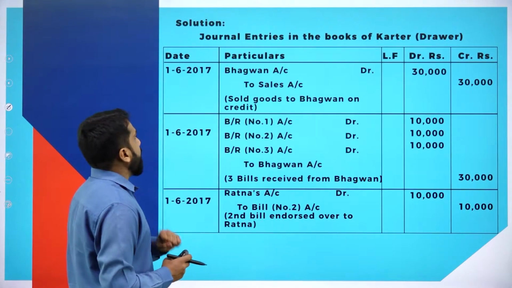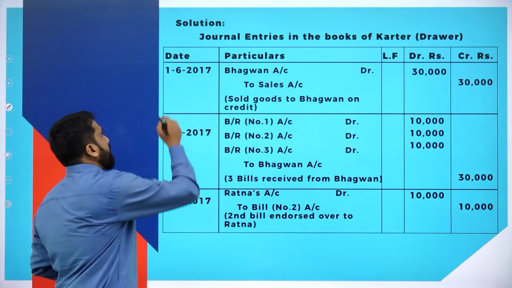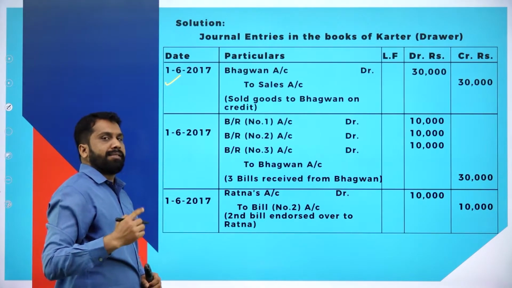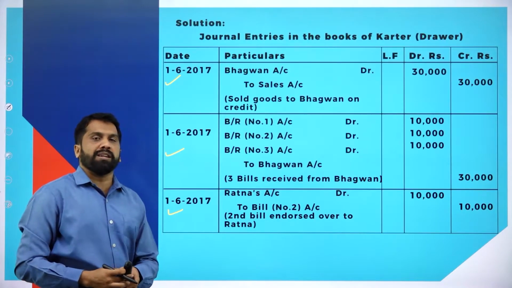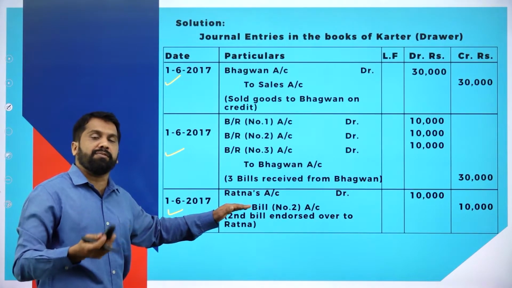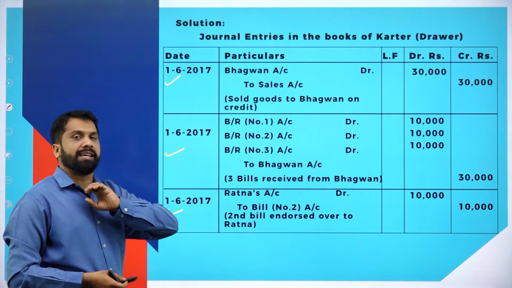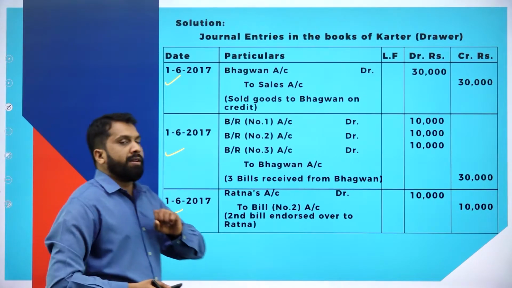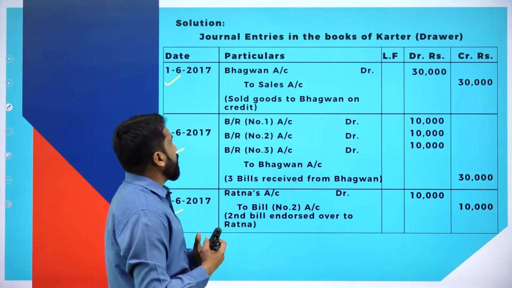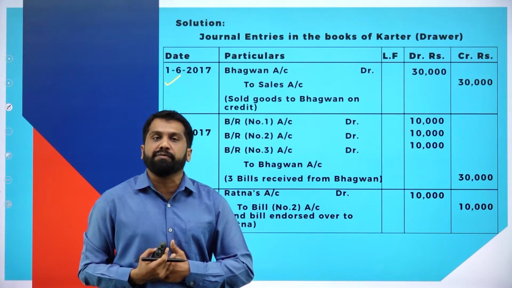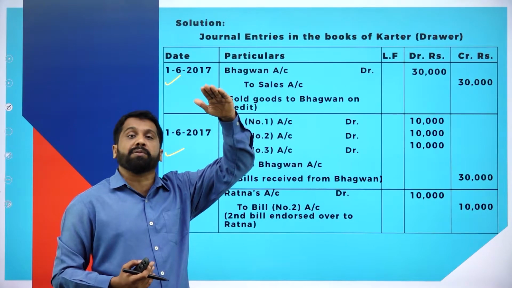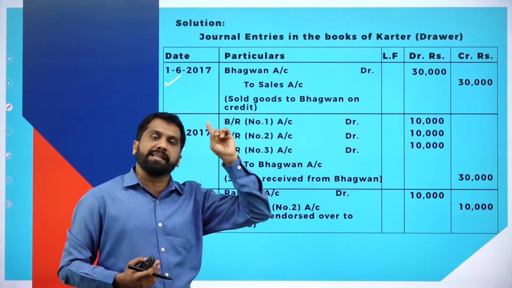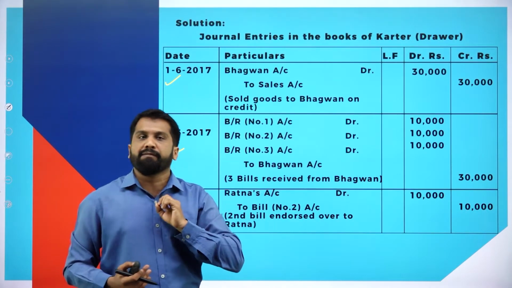Remember this. Now, first journal entry on 1/6, second journal entry 1/6, third journal entry 1/6. So we have not yet completed. Still we have 2 more journal entries. I'll explain to you. First one. Being the owner, being the seller, what I do first, I'll sell the goods. For that, what is the journal entry? Buyer account debit to sales account. Same old procedure we are following.